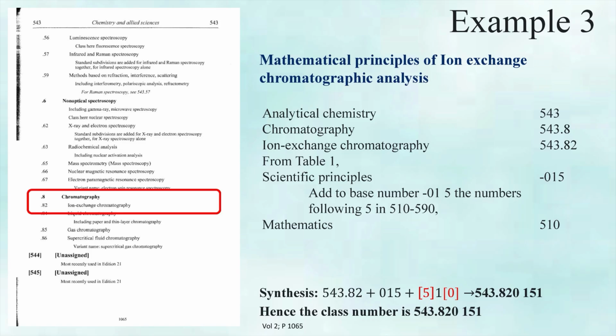Then we have to add 015 from Table 1, where there is an instruction to omit the initial 5 from 510, and as we know that the last digit 0 is not required, as we already have more than three digits, we have omitted the last 0 of mathematics. Therefore, the number will be 543.82 for chromatographic analysis, then 015 for the scientific principle, and finally 1 for mathematics. Therefore, the number will be 543.820151. This is the number for mathematical principle of ion exchange in chromatographic analysis.